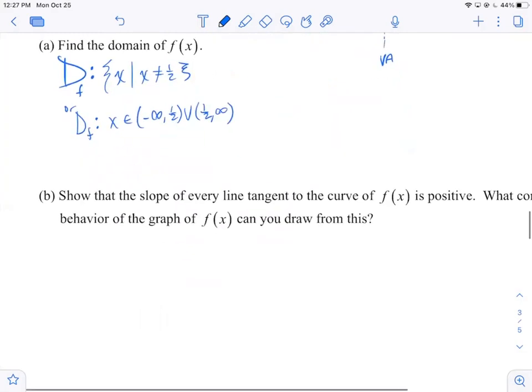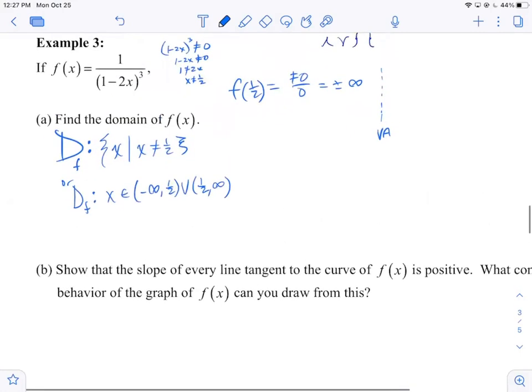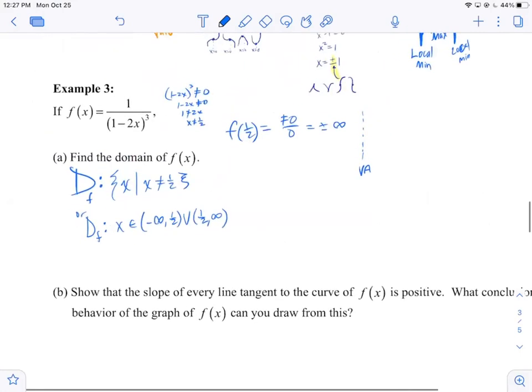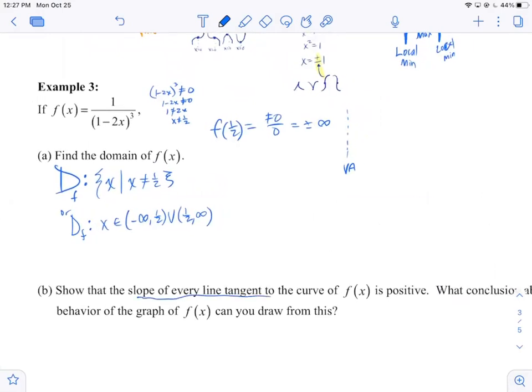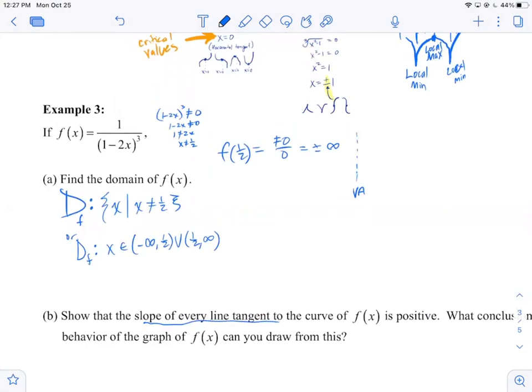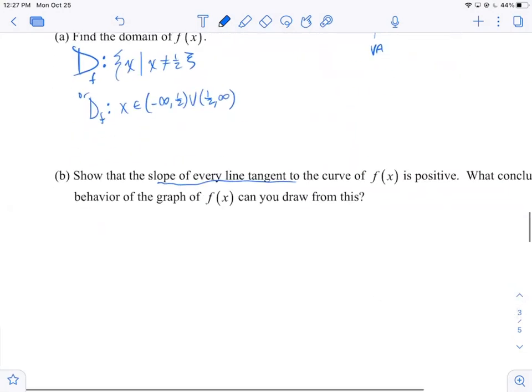All right. Part B. Show that the slope of every single line that's tangent to the curve, show that it's positive. What would you do? Let's see. Show that the slope of every tangent line at every point. What do we call the machinery that allows us to find the slope of the tangent line at every point? Starts with big D, the derivative. Do we have the derivative yet? No, we don't. So we need the derivative.